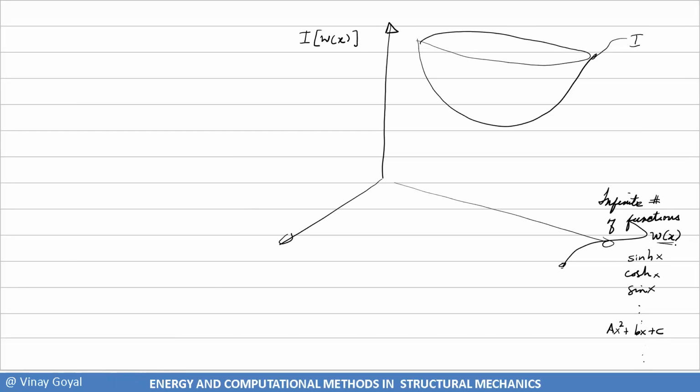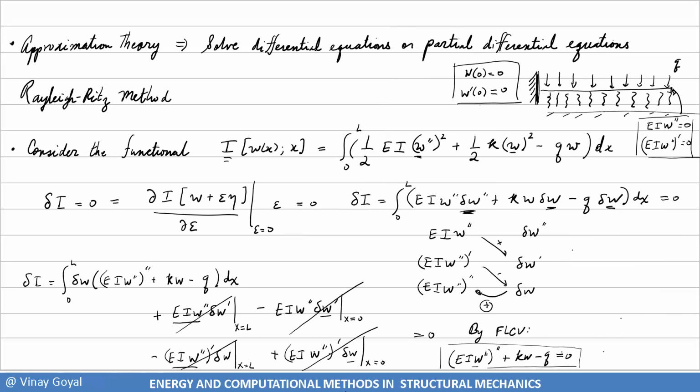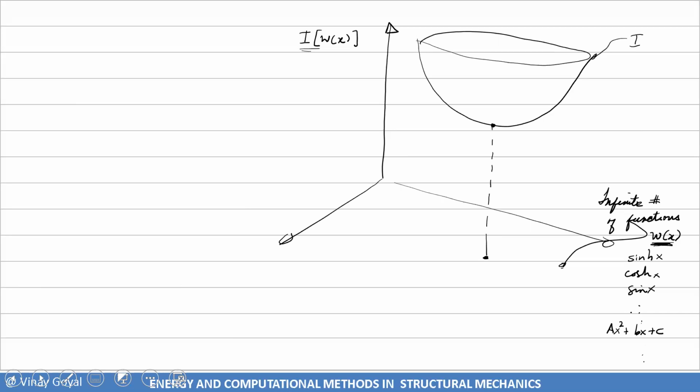Do you agree that there's a function W that minimizes this functional? And that function is this one right here, somewhere here. This function is the one that minimizes I. And that function, W, can be found by solving this differential equation with these boundary conditions. Okay? So we know that's the case. And this space of functions W is a space of admissible functions.